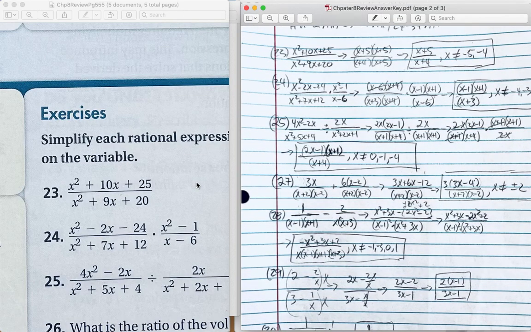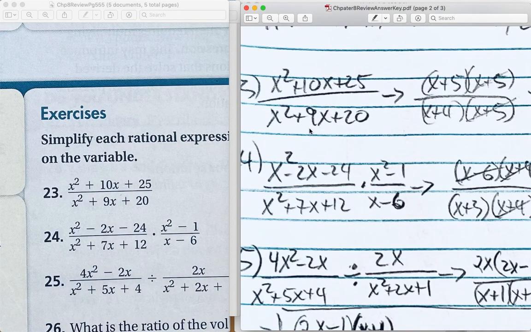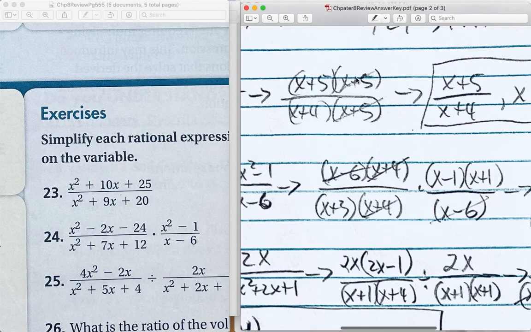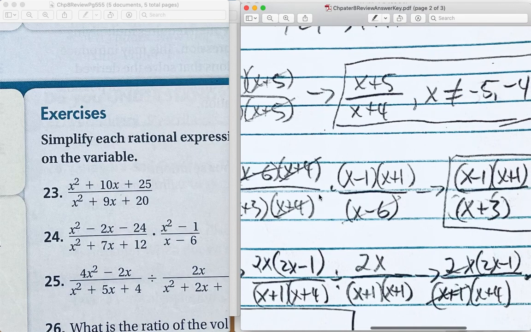All right, so we're going to simplify these expressions. So we have up here for 23, looking at the right, x squared plus 10x plus 25 on top and x squared plus 9x plus 20 at the bottom. I will factor these out, and I have x plus 5 times x plus 5 on top, x plus 4 times x plus 5 on the bottom. At this point, before I cross out any expressions, I look for what x cannot be. x can't be negative 4, x can't be negative 5. So we're going to put that in our Rolodex over here. x can't be negative 4 or negative 5.